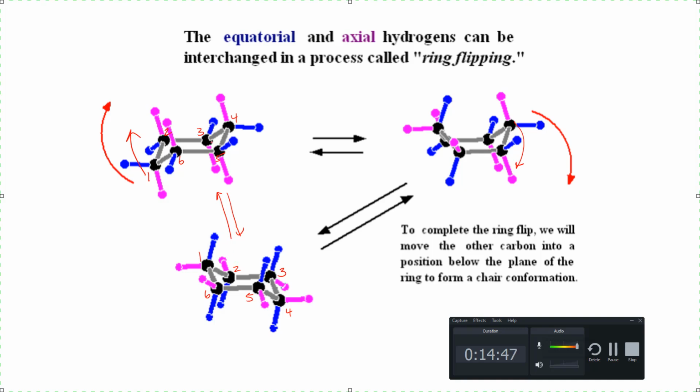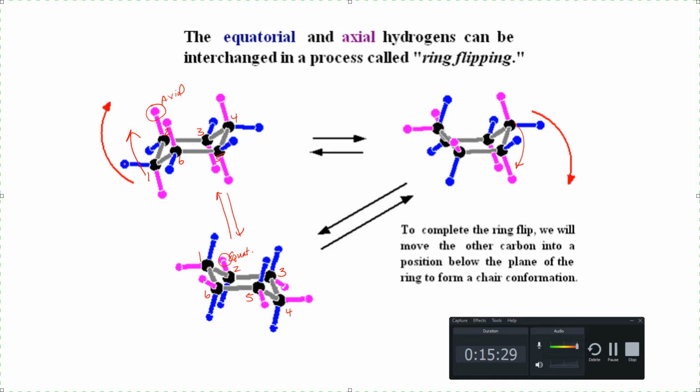Okay. Now, a ring flip, by doing this, what it does is it interchanges the axial and the equatorial positions. So notice right here, this pink position on carbon 2, when we do the ring flip, that pink position on carbon 2 goes from being axial up here to being equatorial down here. What didn't change about that pink position? It is still above the plane of the ring in both conformations.